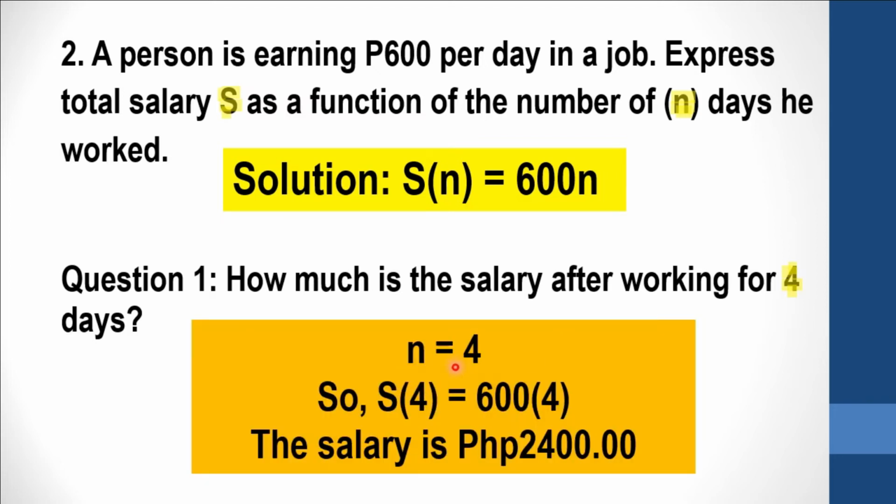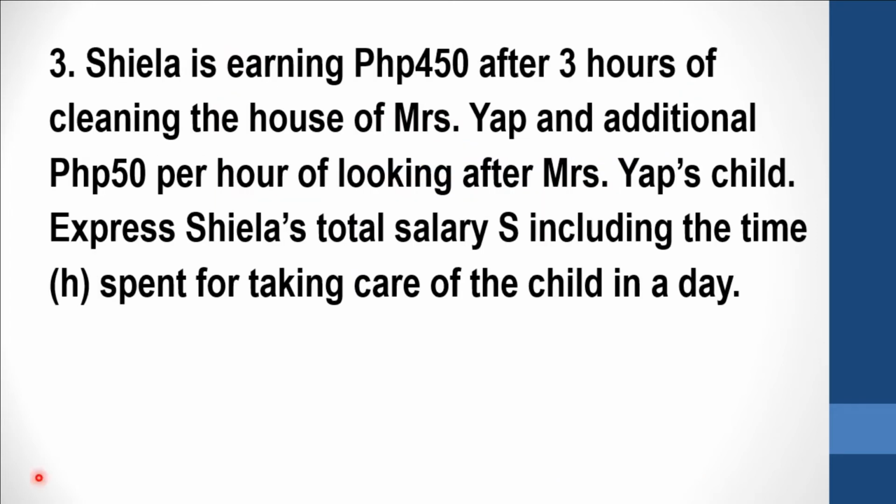Since N is equal to 4, S of 4, or the salary for 4 days, is equal to 600 times 4 days. So, we have 2,400. So, sa 4 na araw na nagtatrabaho ang isang tao, meron siyang 2,400. Let's try problem number 3.